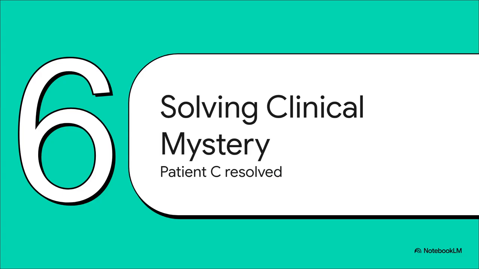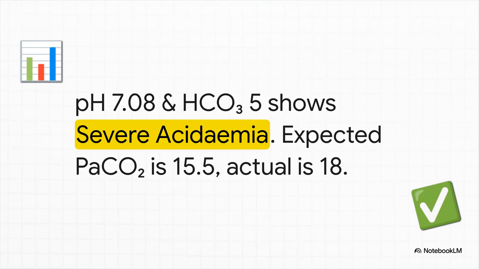All right, the final act, Part 6, Solving the Clinical Mystery. Let's bring it all back to patient C and apply everything we've just learned. Our 19-year-old diabetic patient has a profound primary metabolic acidosis with a terrifyingly low pH of 7.08 and a bicarb of 5. By using those Boston rules, we calculate their expected PaCO2 should be around 15.5. Their actual PaCO2 is 18. This confirms that their rapid breathing is an appropriate, nearly maximal respiratory compensation.